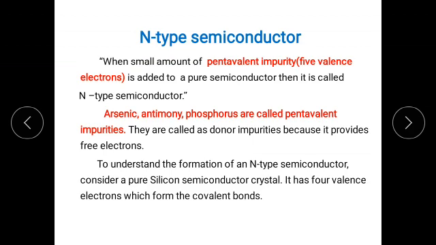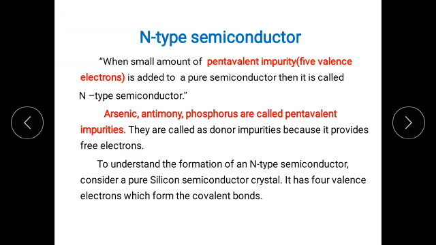We know that when impurity is added to a pure semiconductor, then the semiconductor formed is called an extrinsic semiconductor. And here there are two types of impurities added in a semiconductor. First is pentavalent impurity, second is trivalent impurity. And when a small amount of pentavalent impurity is added to a pure semiconductor, then it is called an N-type semiconductor. And here pentavalent impurity means having 5 valence electrons.